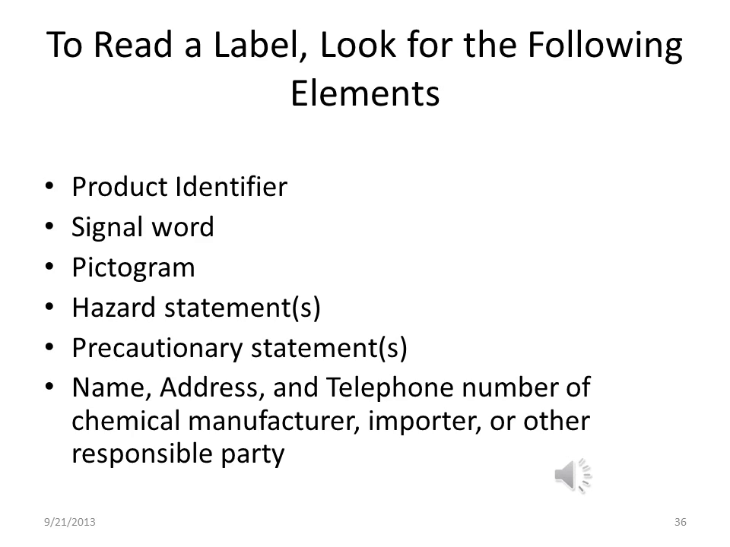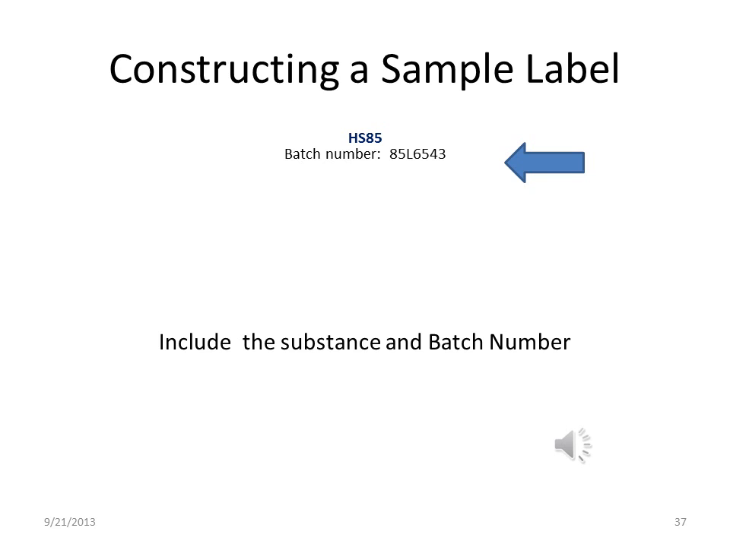To read a label, you need to look for the following elements: a product identifier, signal word, pictogram, hazard statement or statements, a precautionary statement or statements, and full contact information, including the telephone number of the chemical manufacturer, importer, or other responsible party. We are now going to construct a sample label. We've identified the key elements that go on a label, so let's construct a label. You notice our very first piece of information is the chemical identifier, the chemical substance, and batch number.